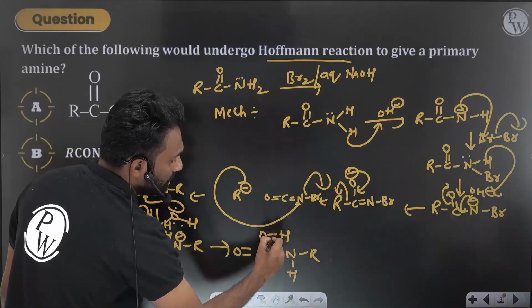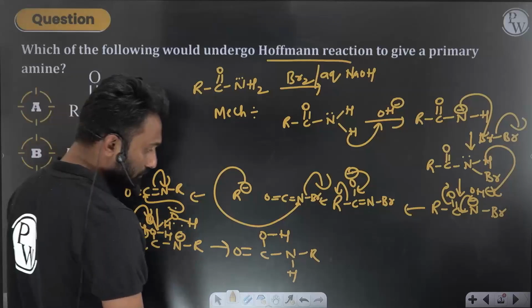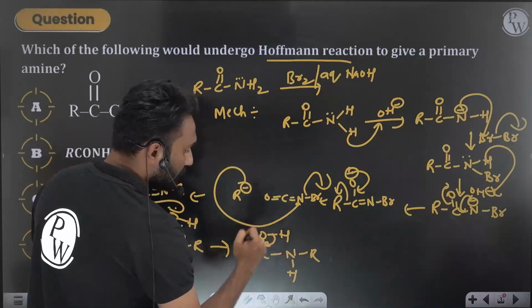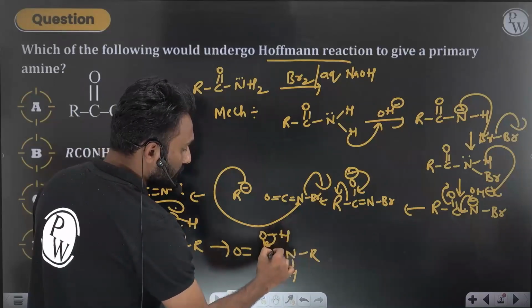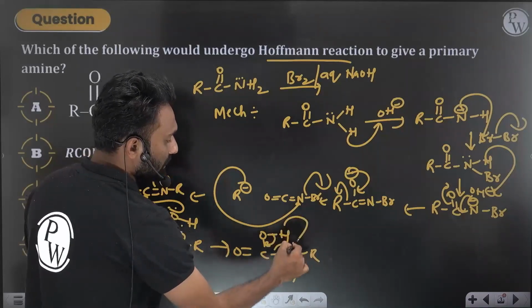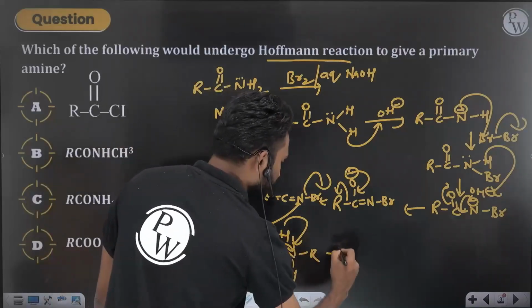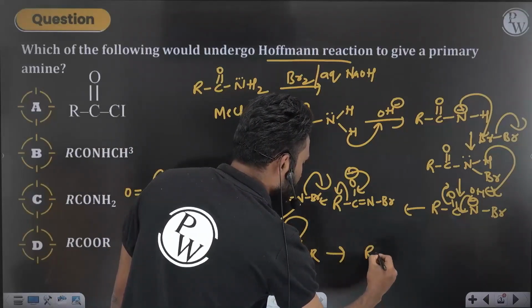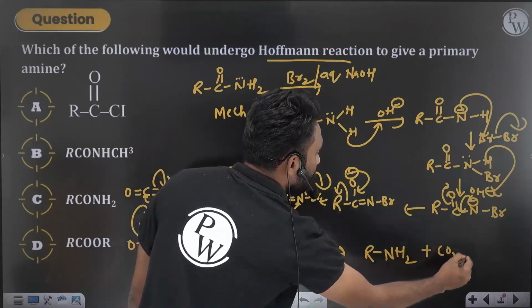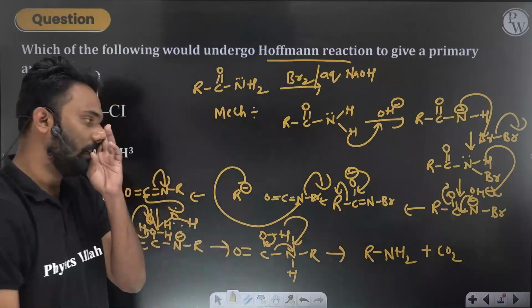Here also, the same thing happens. This sigma bond will be delocalized, then shifted towards the nitrogen, and this positive charge will again go and attack here, and we'll get the primary amine plus CO2. Primary amine and the CO2.